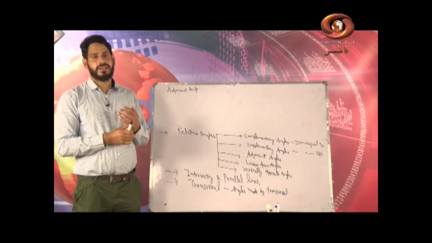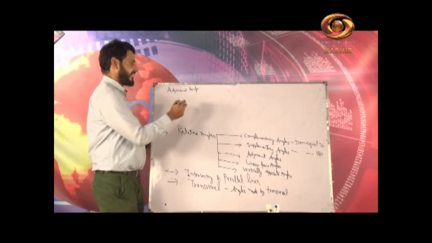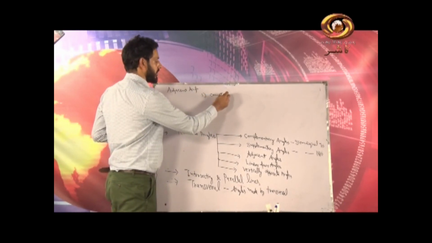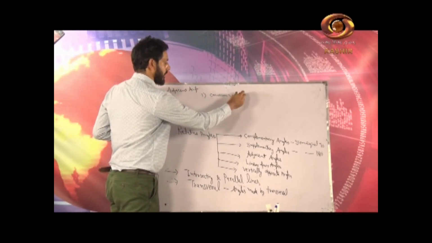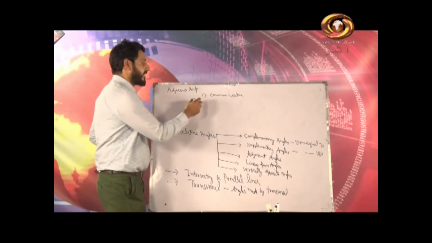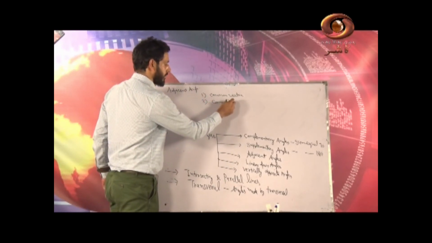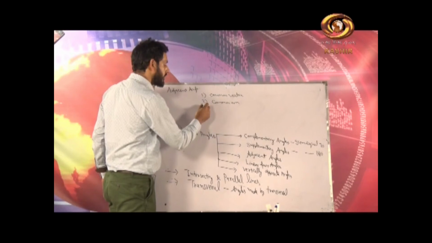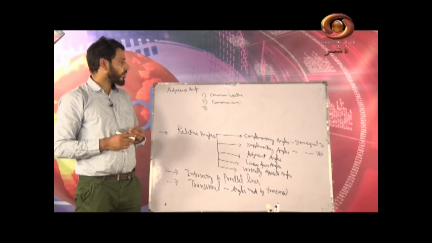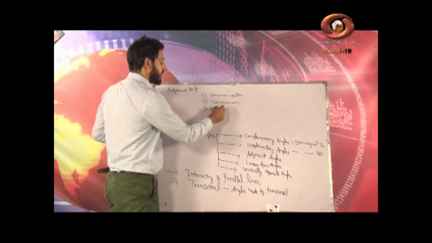So, for adjacent angle we have some criteria. We have 3 criteria rather. First criteria is common vertex. They should have the common vertex. Second thing is that they should have common arm. And third thing is that they should not have common interior point. So, we can write no common interior point.